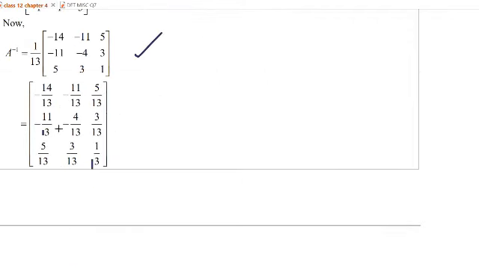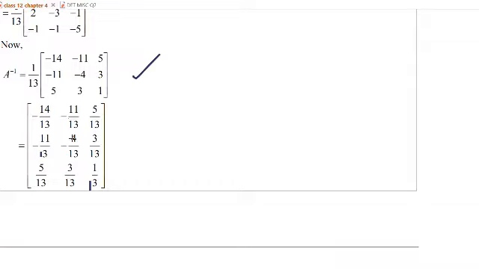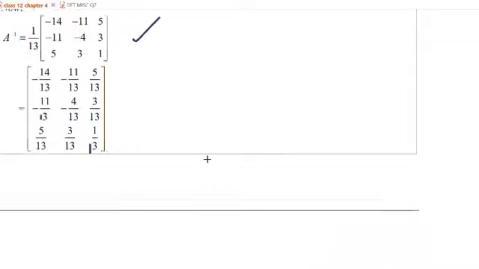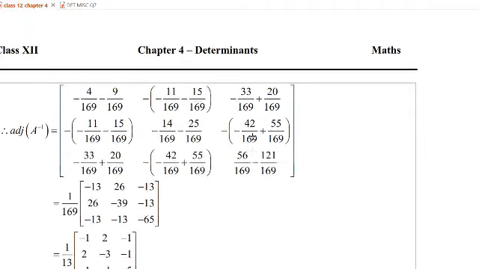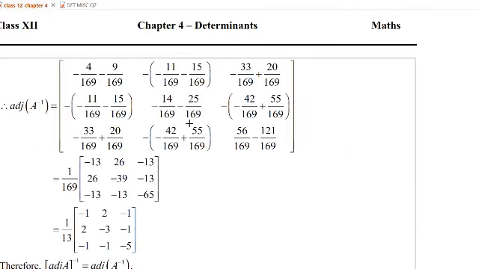Similarly, we'll hide this by column and row, we'll get minus 11 by 169 minus 15 by 169. See, sign change. Then this element, column row, minus 14 by 169 minus 25 by 169. See, and then next, hiding this by row and column, 14 threes are minus 42 by 169 and this one plus 55 by 169. This one with change in sign, right?